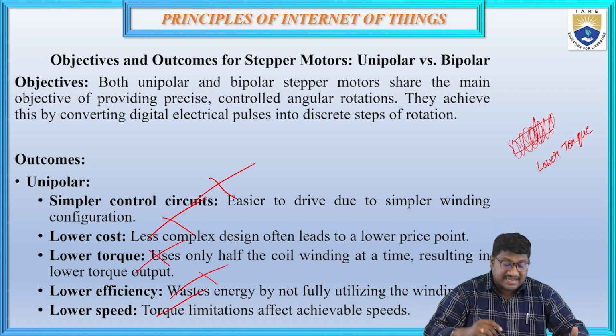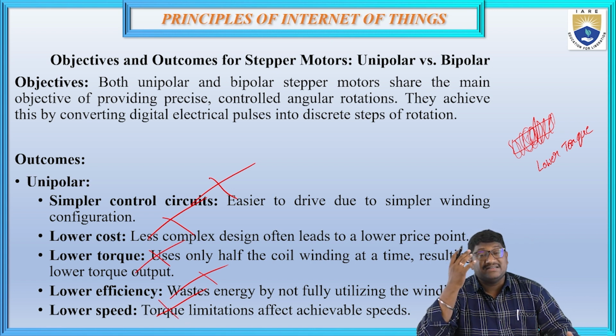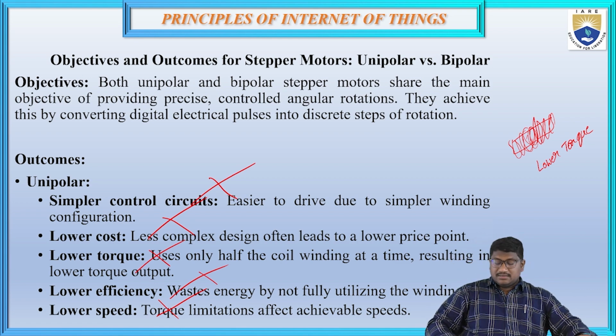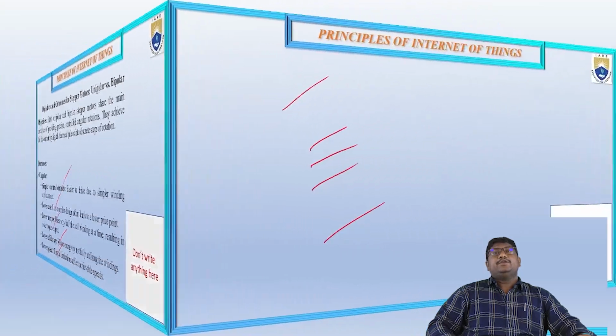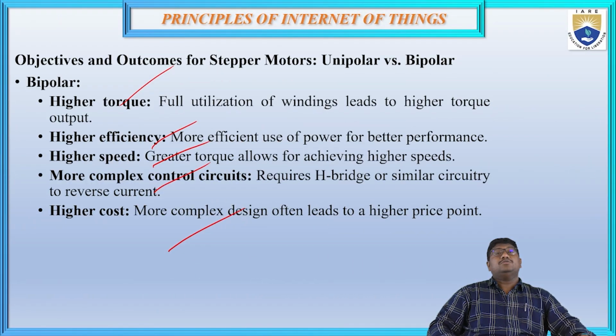And this is the last factor, which is lower speed. Why? Because torque has some limitations, which affect the achievable speeds. This is how the outcomes were for the unipolar stepper motor. Now we will see the bipolar outcomes, how things are in a bipolar stepper motor.